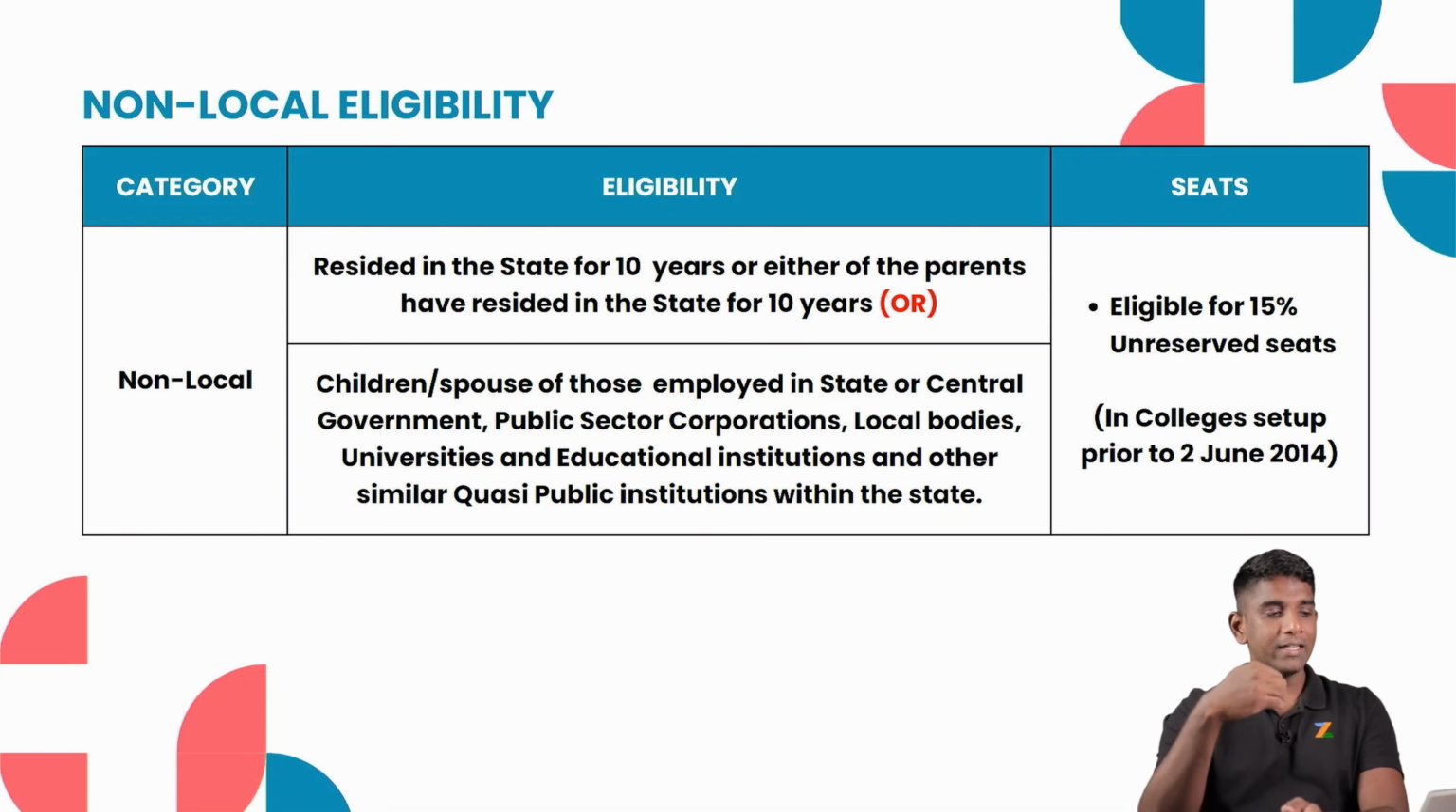The second condition is children or spouse of those employed in state, central, government, public sector, local bodies, universities, educational institution and other quasi-public institution. So this is for children or spouse of government employees of Telangana. And if the candidate satisfies one of these conditions, they come under the non-local category, and they will be eligible for 15% of underserved seats.